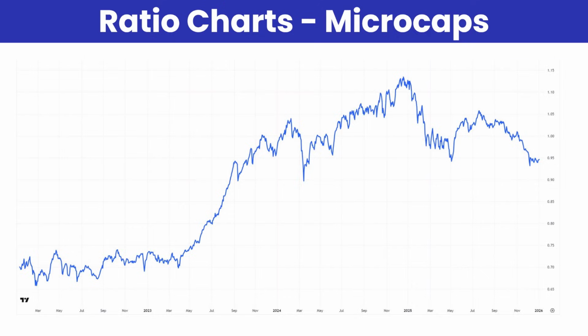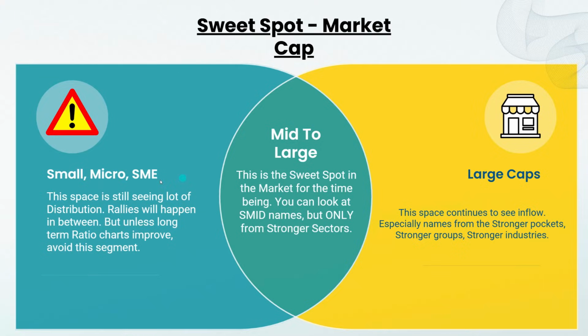So this particular pocket, I'll just read a couple of things. That is the small micro SME. Now this space is still seeing a lot of distribution, a lot of money outflow. Rallies eventually will happen in between. Whenever you see the broader market rallying, of course, this space will also rally. And that is when people again start buying without realizing that the ratio charts are not in proper structure. But unless the long-term ratio charts improve, avoid this segment.